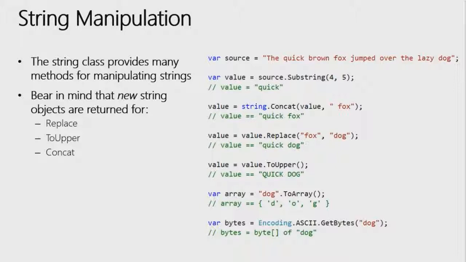Exactly. We have other convenience methods such as toArray. It's quite common to want to iterate through a string character by character, and so this allows us to take the dog string and project it into a character array. So these are kind of simple manual ways to do it.